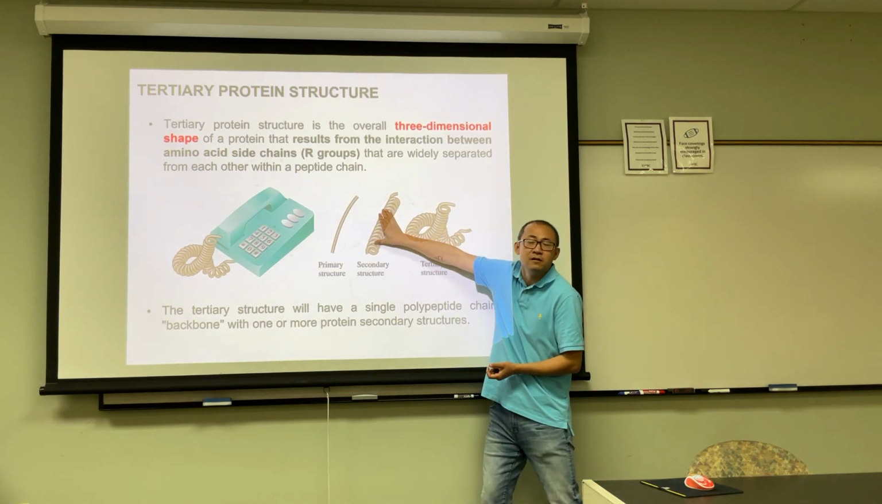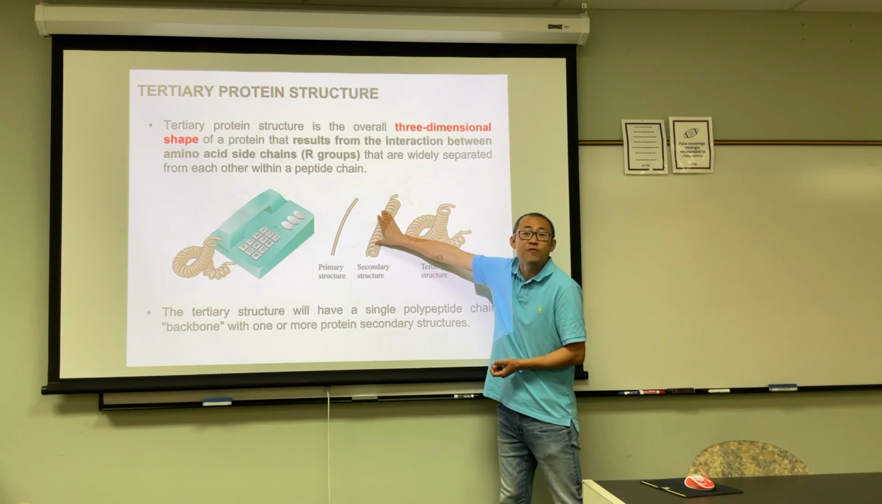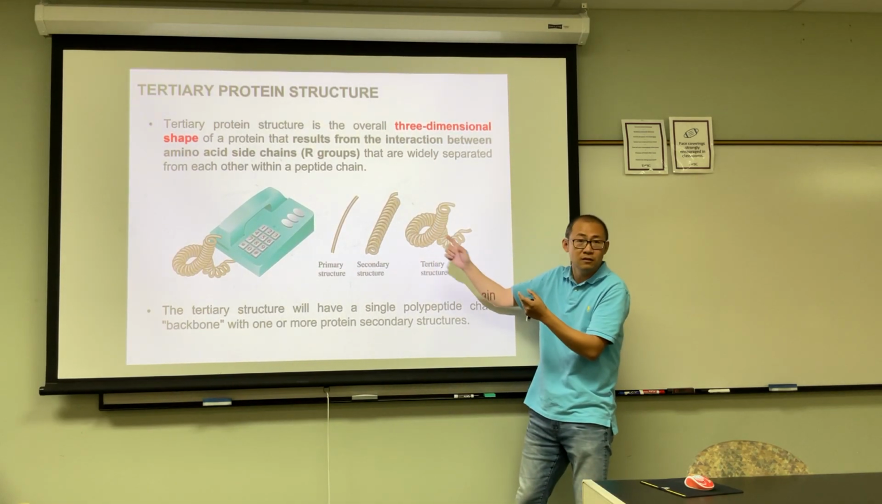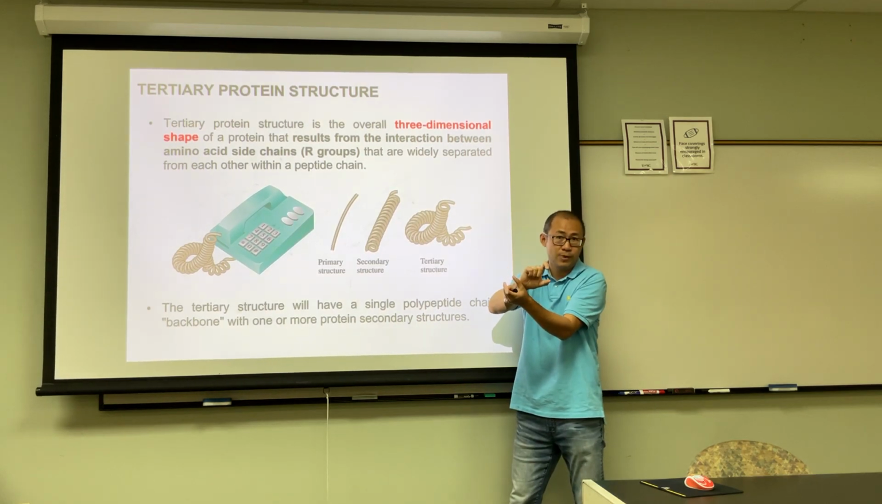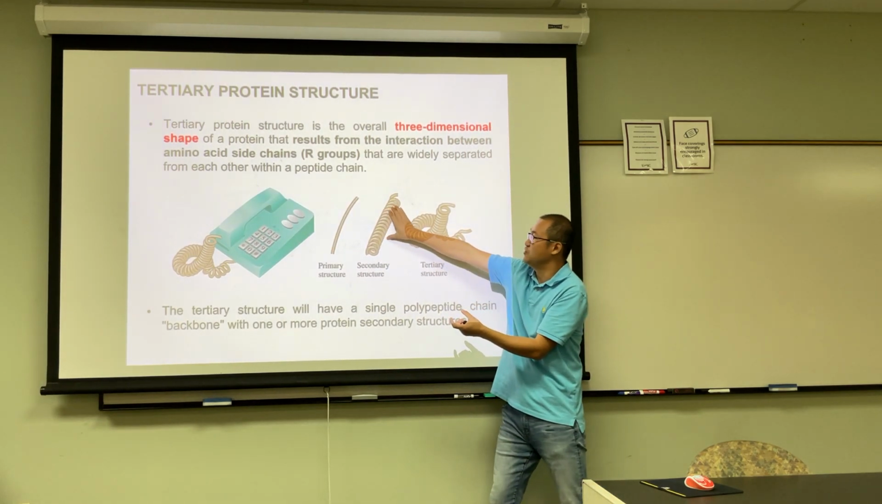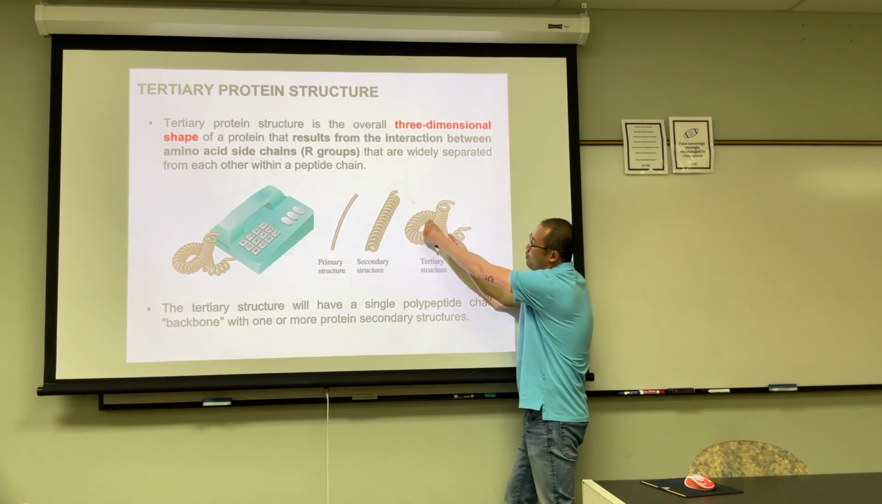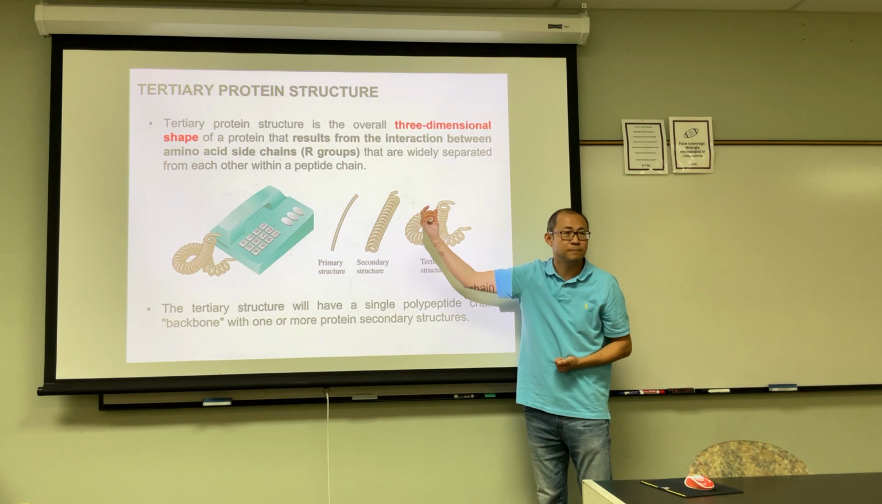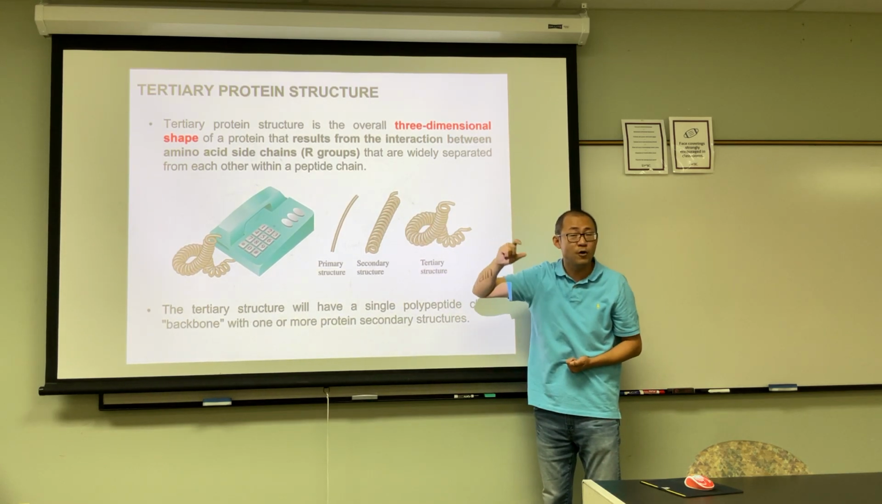Let's say this is a secondary structure, an alpha helix. But the alpha helix, the whole secondary structure, can further what? Fold again. Like folding like this. This is the coil, and then the coil further folds to give you a more 3D structure. Now, if it further folds, what does that mean?